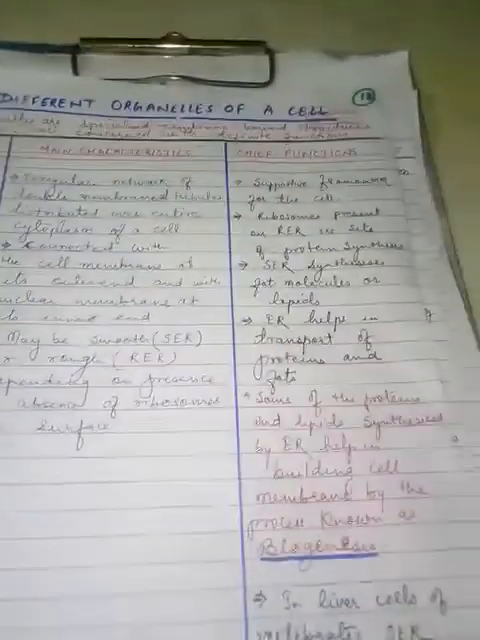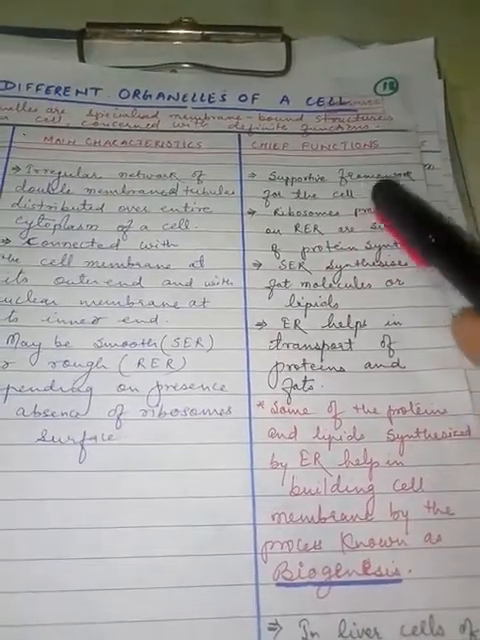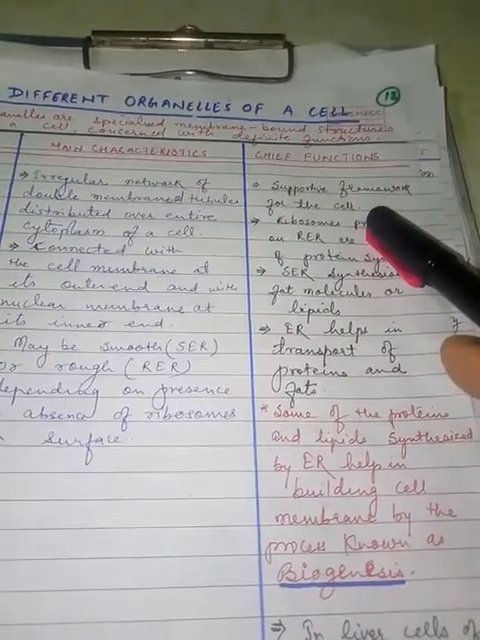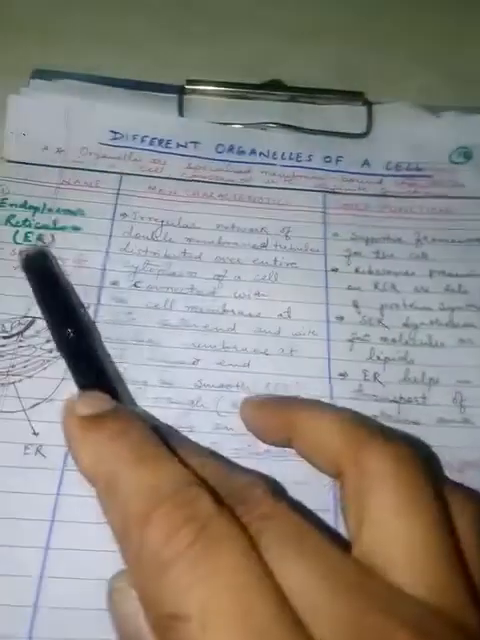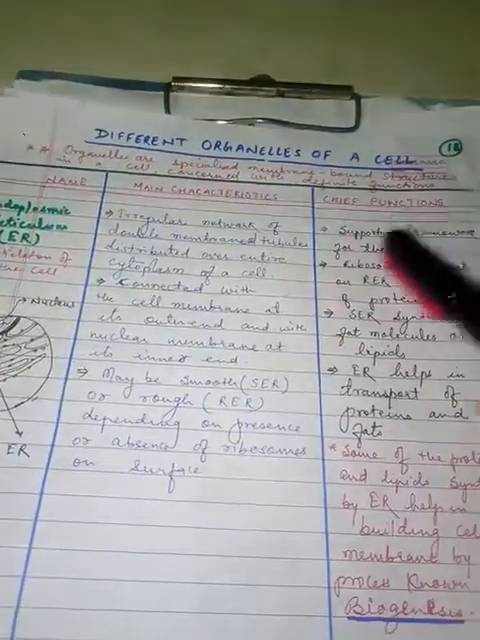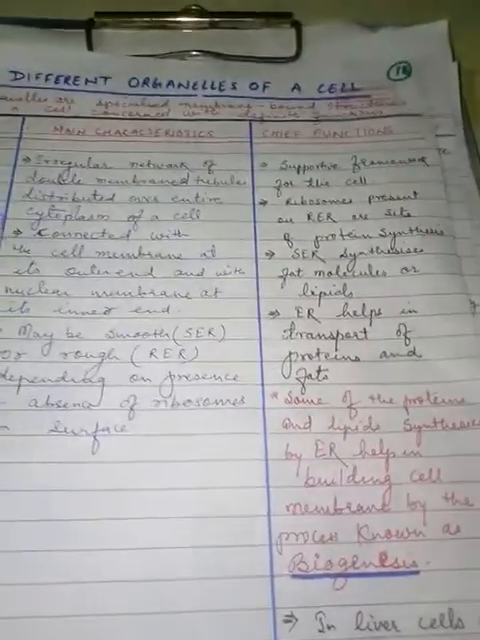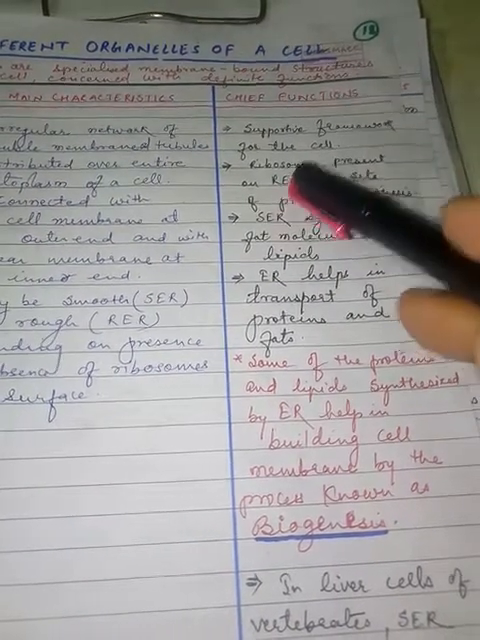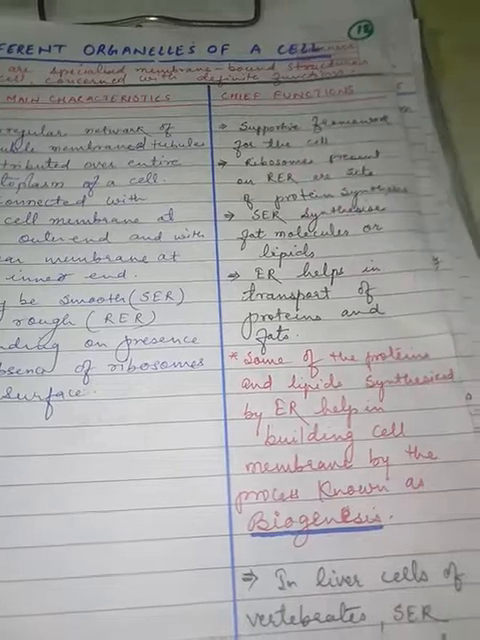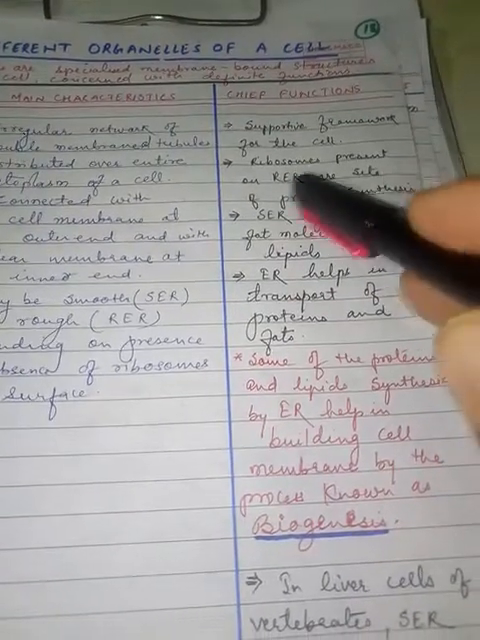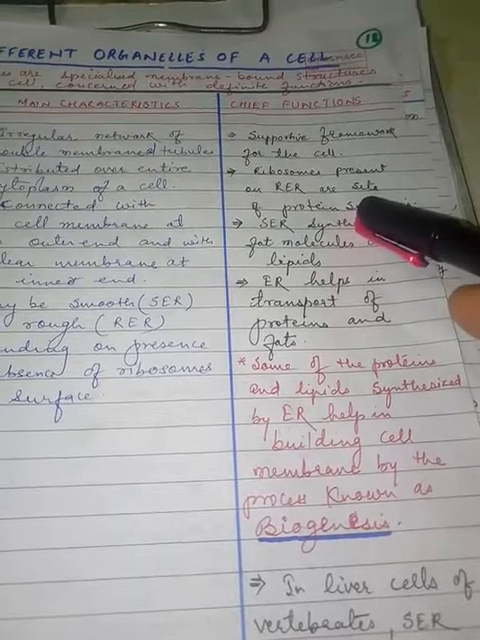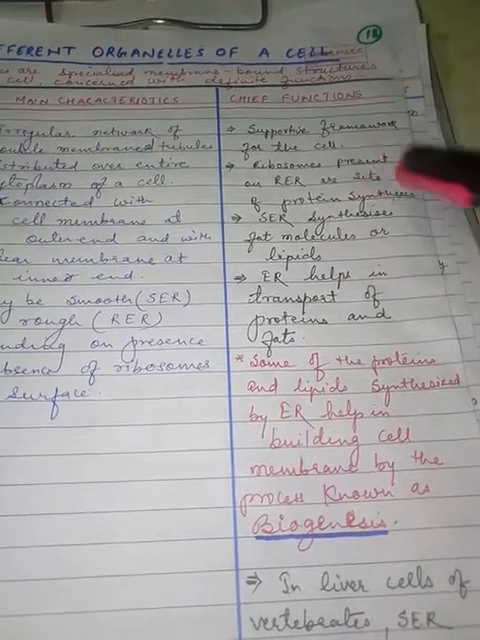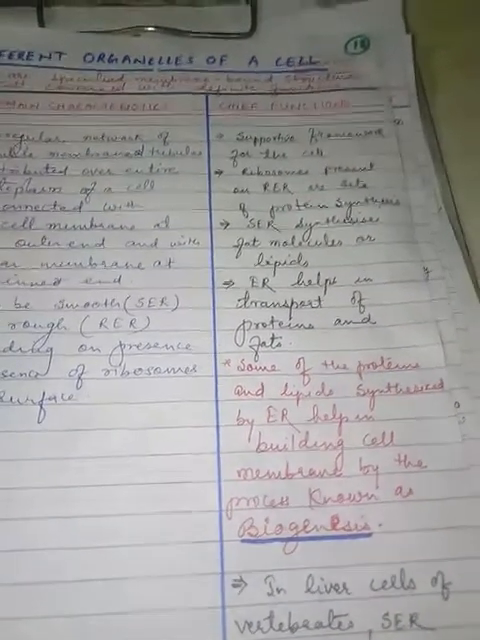Now let's move towards its functions. So endoplasmic reticulum provides a framework of the cell, isn't it? That is why it is called as the skeleton of the cell also, and it provides the strength to the cell. And next important function is that rough endoplasmic reticulum, because ribosomes are present over there, so they help in the synthesis of protein. RER provides site for synthesis of protein. Protein synthesis is the work of ribosomes.